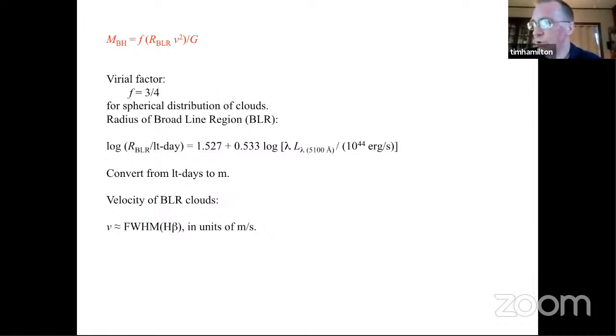We'll get the velocity of the broad line region clouds with a crude approximation. That is for Doppler shifting, where we have some moving towards us, some moving away from us, and some that are moving in between.